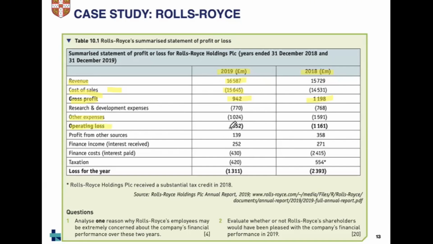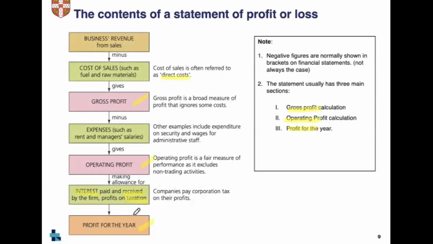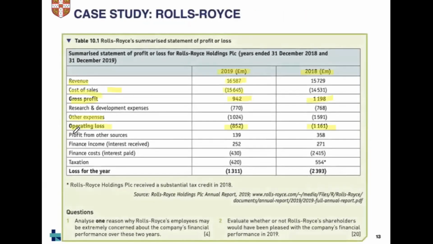But here they are making a loss of 852 million. And in 2018 also, they made a loss of 1,161. Then they added profits from other sources. Remember, we said that profits from other sources that are not related to the business are not added to the operating profit, but are added here to get the profit of the year. All right. So there are other profits from other sources, which is 139 here and 358 here, that are added.